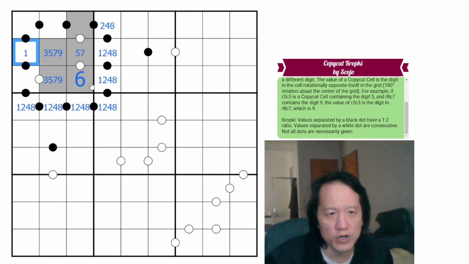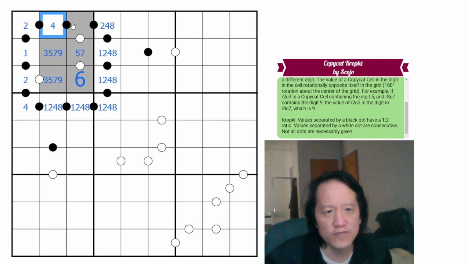So if this were 1 and this were 2 and 2, this has to be 4, this would be 4, and this would be 8, which would make this a value of 4. And this would have to be the copycat. Because you would have to have 4, 8, 4, right? And this would not be the copycat. So then this would be the copycat.